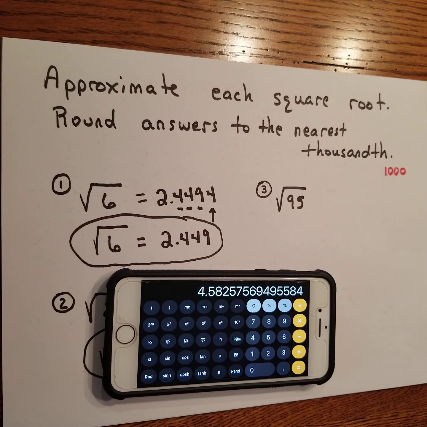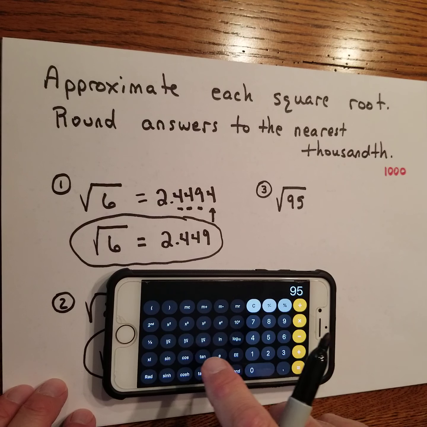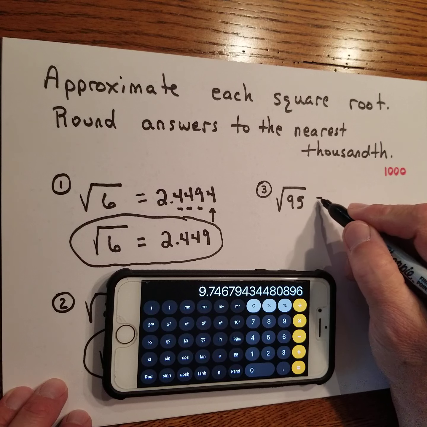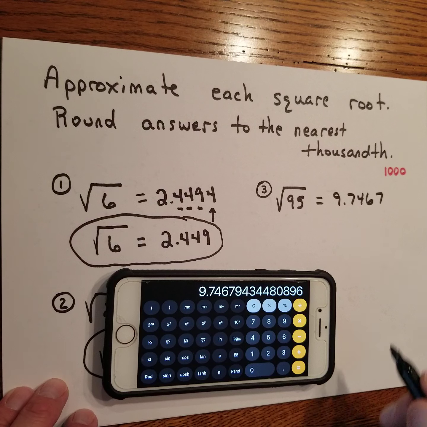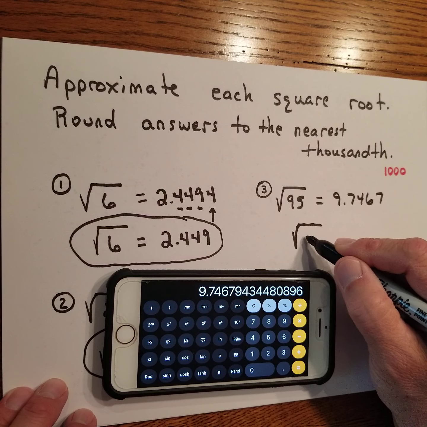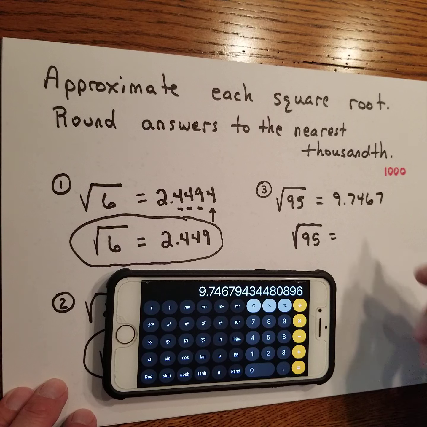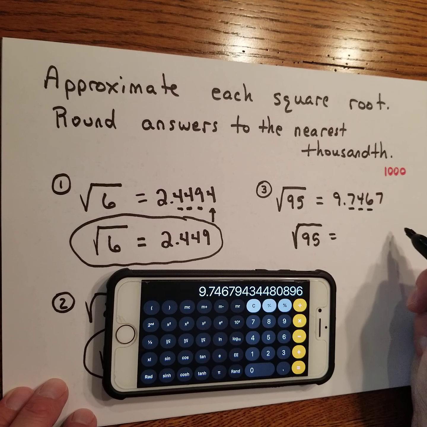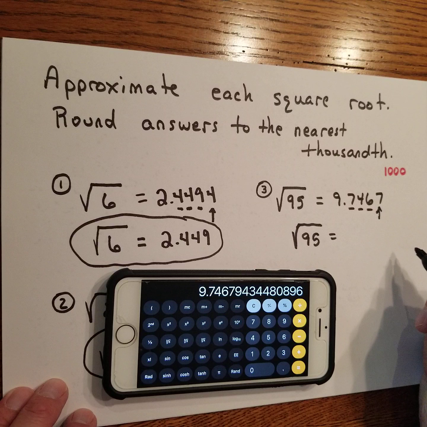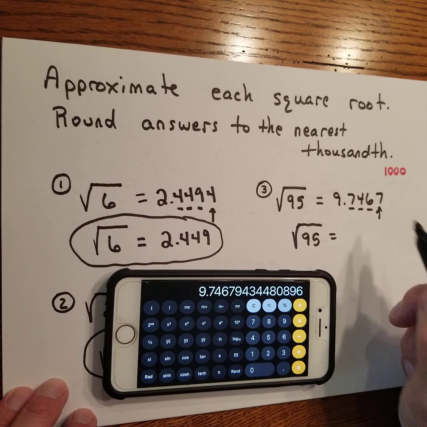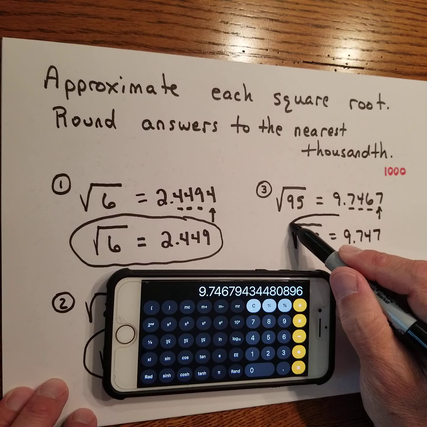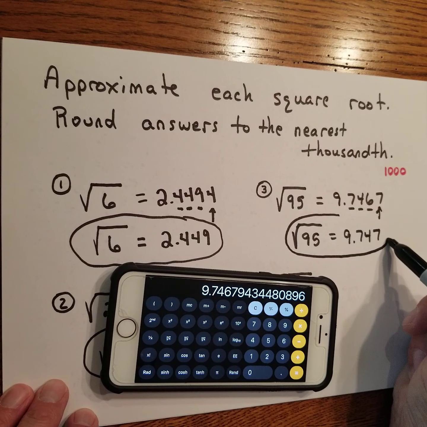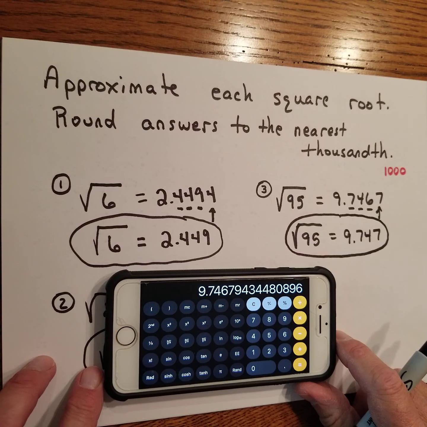Here comes number 3. The square root of 95. I'll type in 95, find the square root. It's 9.7467. So my best final answer, rounded to the nearest thousandth. 1, 2, 3 place values. Check the next place value out. 7 is large, so round that up. 9.746, round that up to a 7. The square root of 95 to the nearest thousandth is 9.747.